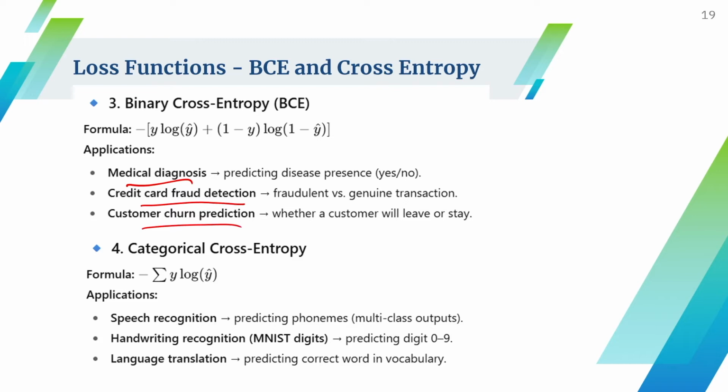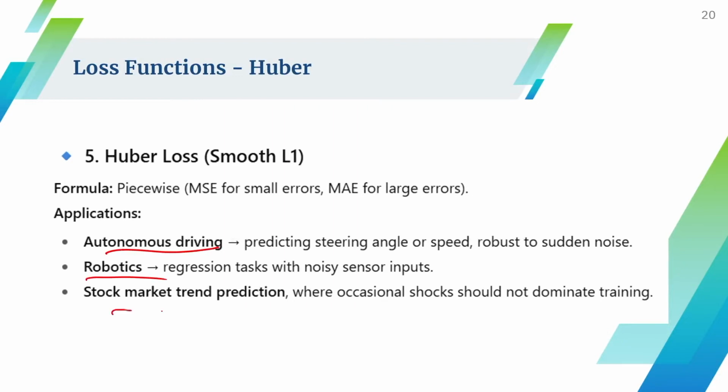The categorical cross entropy method can be applied to handwriting recognition or speech recognition applications. It is very well suited to language translation applications by predicting the correct word from the vocabulary. And when you come to Huber loss, this can be applied in applications like autonomous driving, robotics, or stock market trend prediction. So, when you are dealing with data sets of these kinds of applications, we have to think about which particular error function gives better performance than the others.